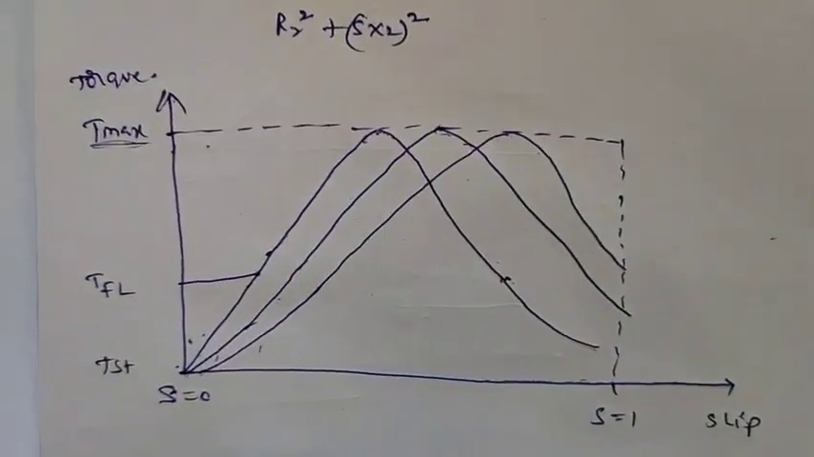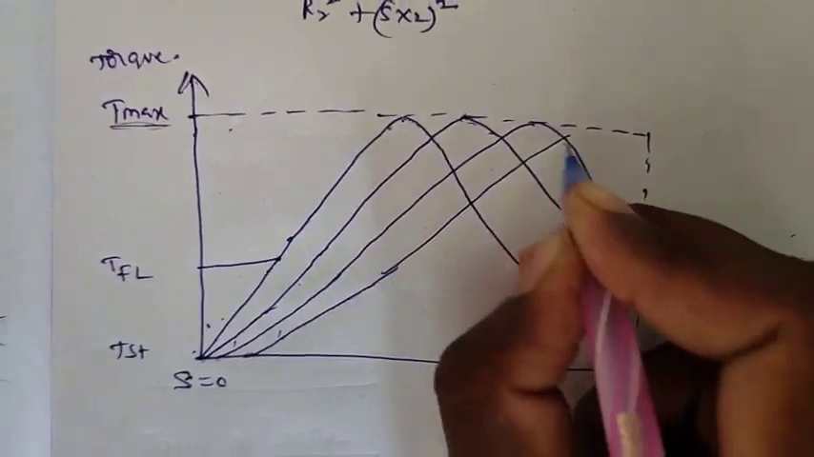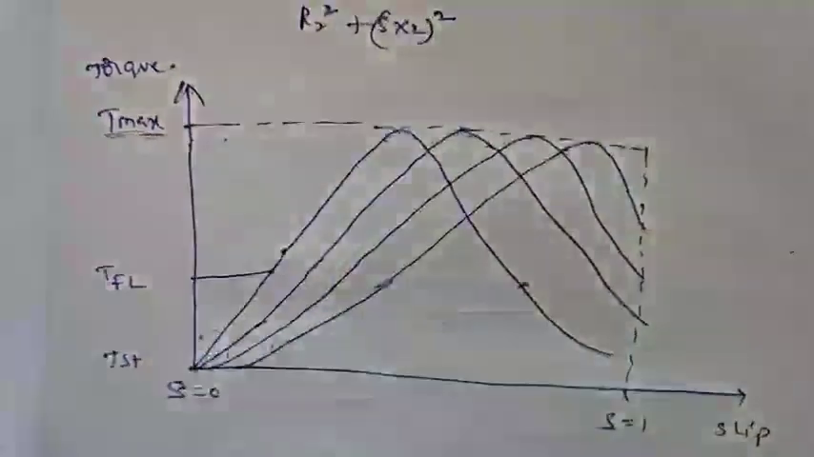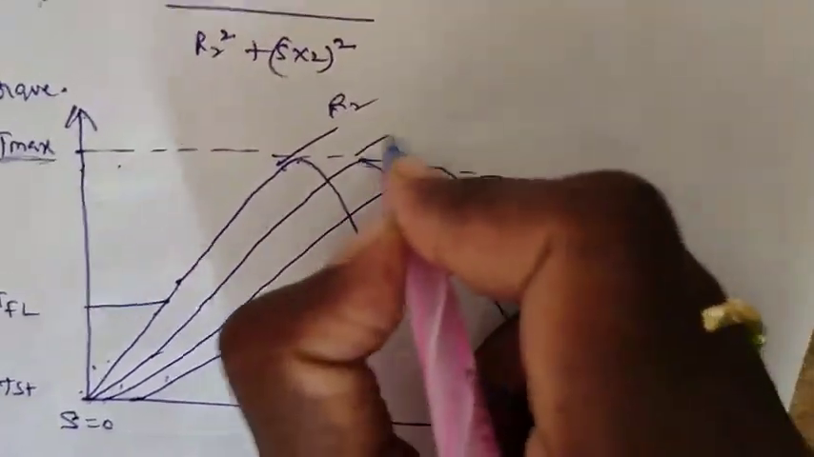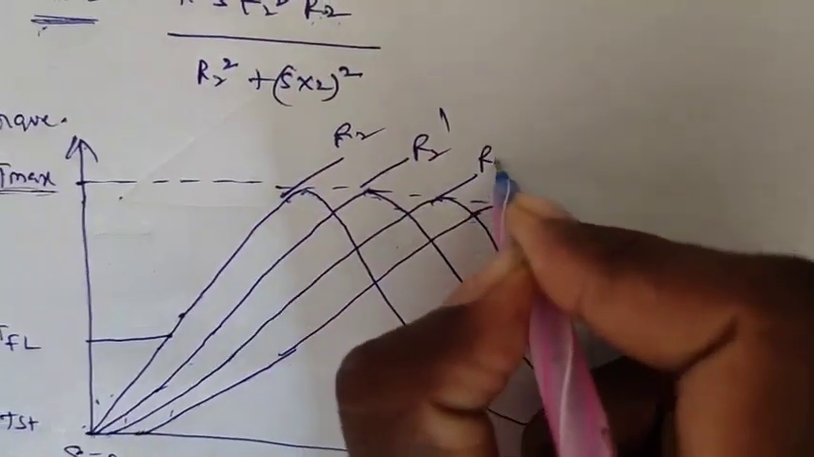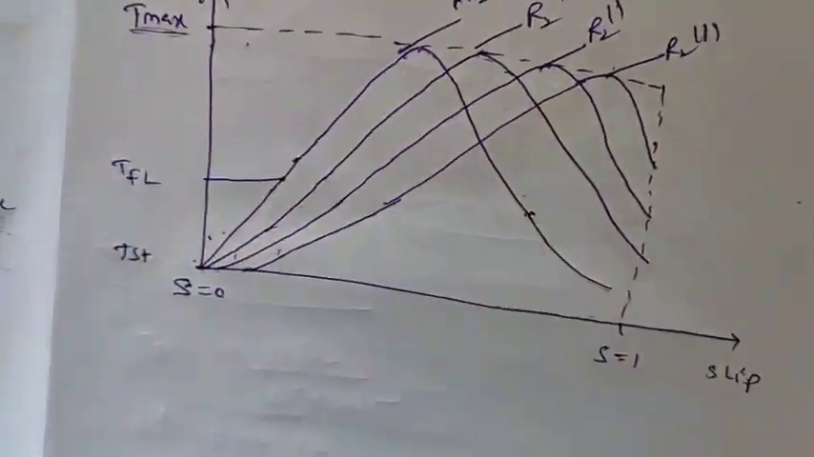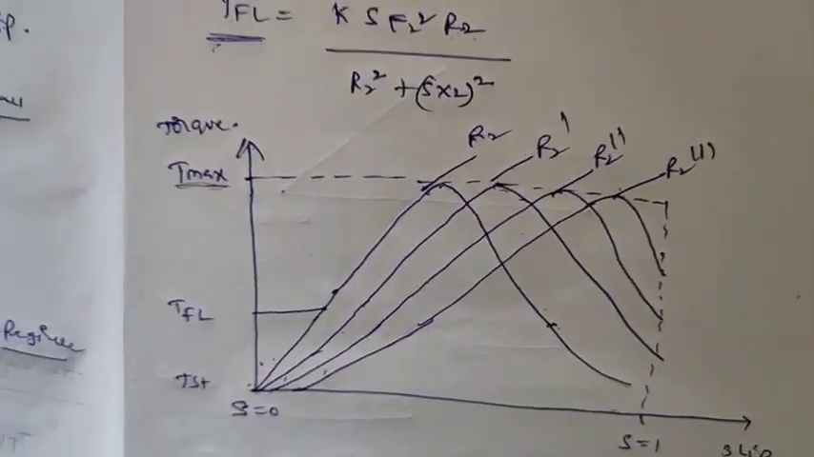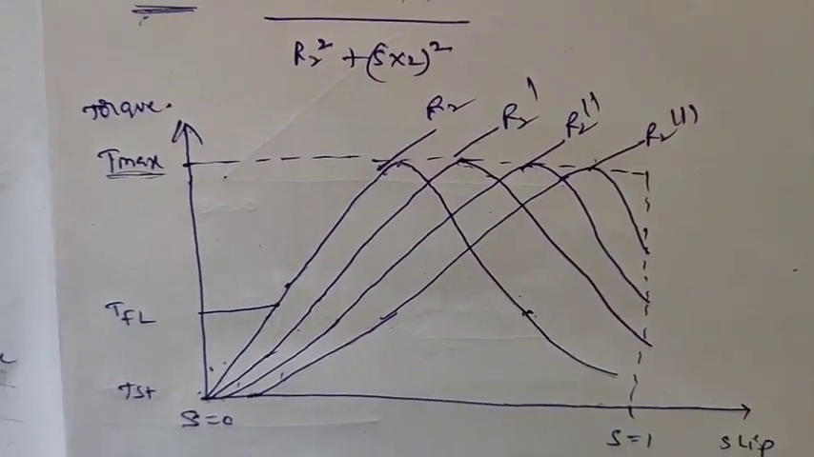This one also like that. So you can also see, in this one is actual R2 dash, R2 double dash, R2 triple dash. These are like that of the torque equations. So the torques will be affected.